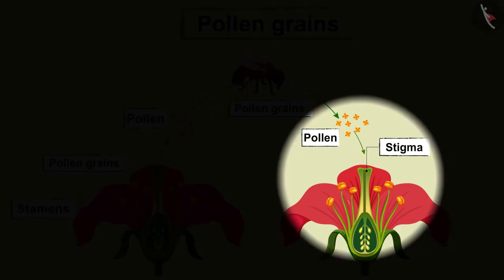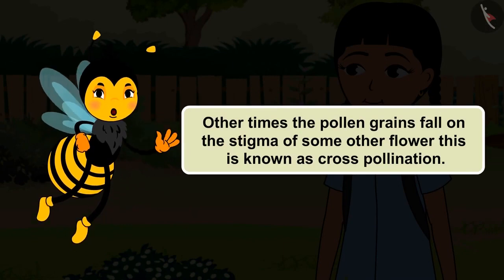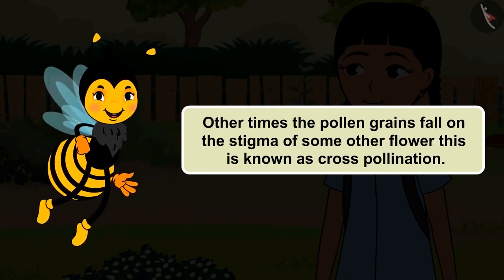Sometimes the pollen grains fall on the same flower stigma. This is known as self-pollination. Other times the pollen grains fall on the stigma of some other flower. This is known as cross-pollination.